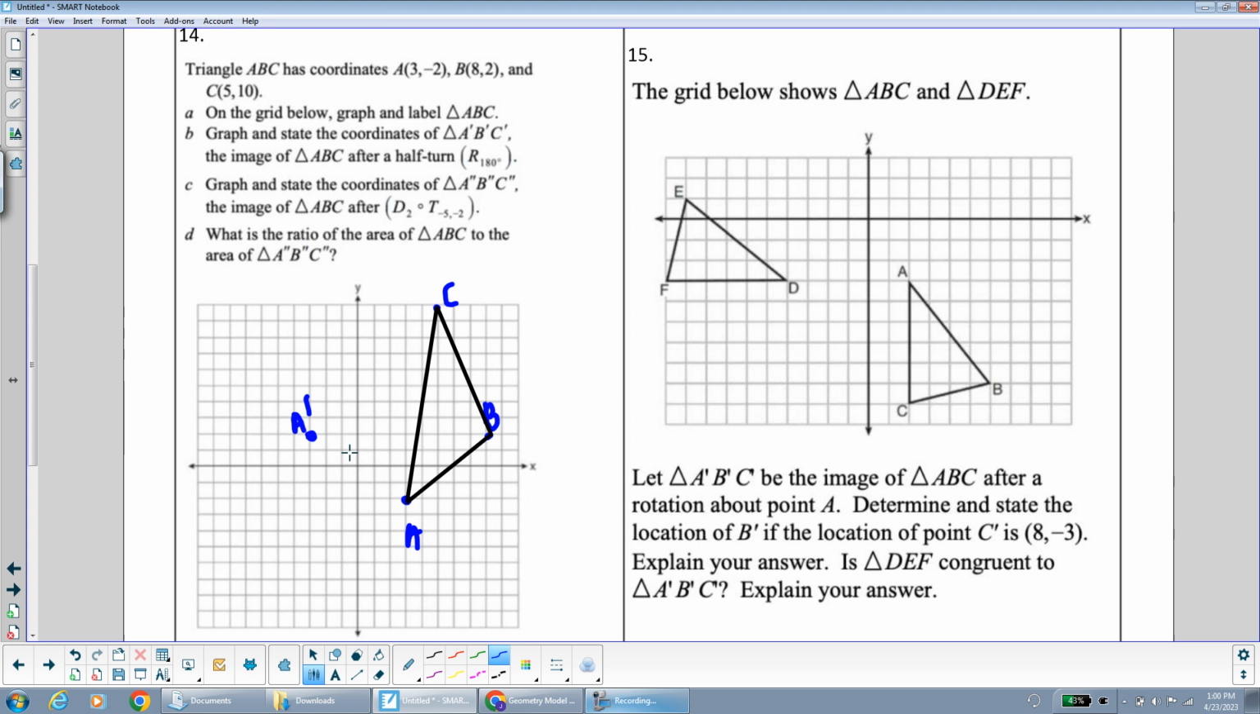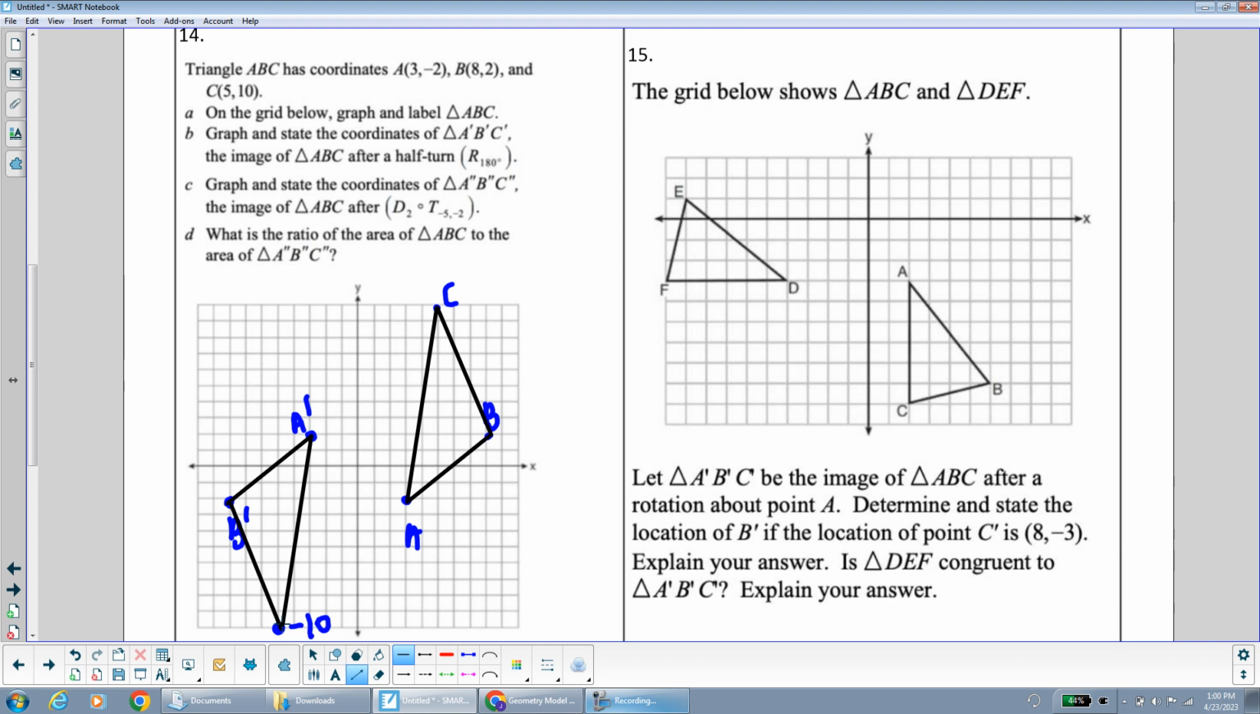B prime is going to be -8, -2. And C prime is going to be -5, -10. So that would be a rotation of 180 degrees. And remember, 180 degrees is the same in both directions. It's the same whether it's clockwise or counterclockwise. It will take your point and put it in exactly the same spot.